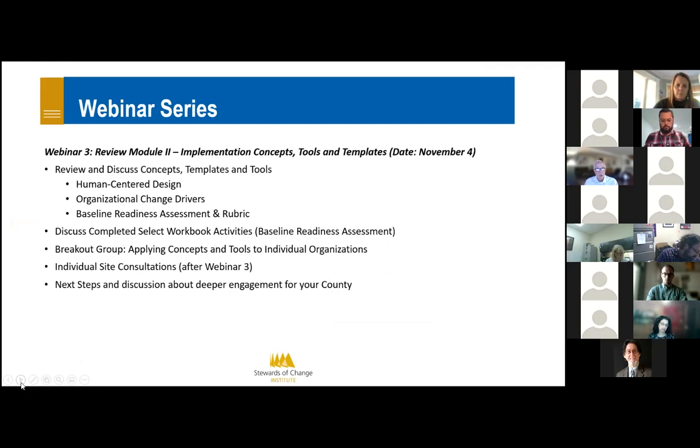And then in the next session, we'll spend, again, a little time reviewing those core concepts, discuss baseline readiness, and then I'll look at applying some of the concepts and tools to your individual organization. And then after that, we'll set up time for the individual site consultations and dig deeper into it.